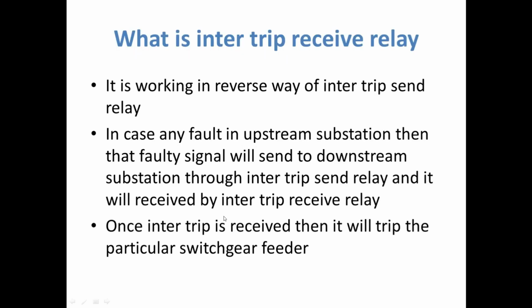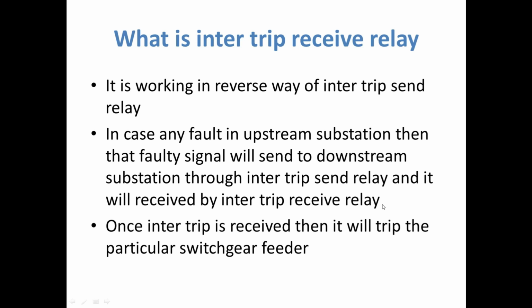Now we will see what the intertrip receive relay is. The intertrip send relay, as we already discussed, sends the command to trip the upstream on any fault in the downstream. So what is the receive relay? The receive relay is very simple. It works in the reverse function of the intertrip send relay. Suppose there is a fault in the upstream. The upstream substation will sense it with its protection relay and trip itself. That fault will be sent to the downstream through this intertrip receive relay.